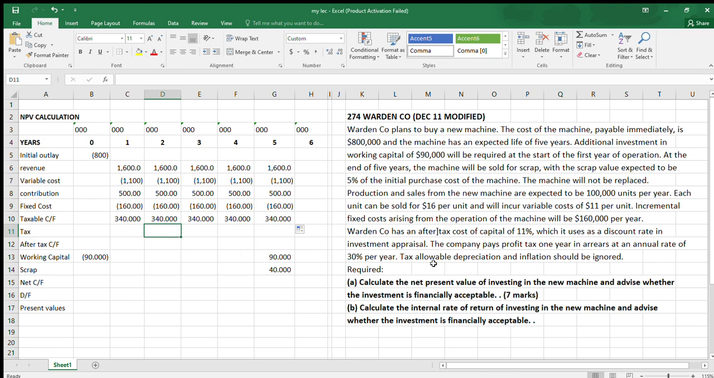The annual rate of tax is 30%, and it is paid in arrears. So in year 1 you are not going to pay any tax, but year 1's tax is going to be paid in year 2. So we have a zero figure here. Then year 2 is equal to 30% multiplying the 340 in year 1, which is 102. Then you drag it to year 6. All of them should be 102.